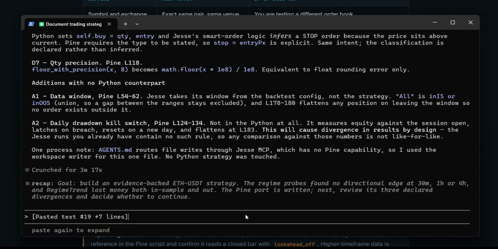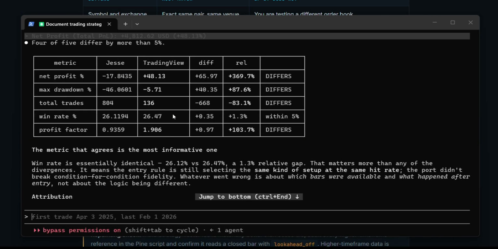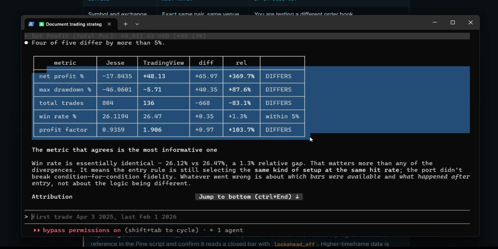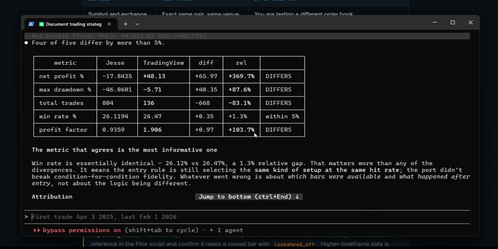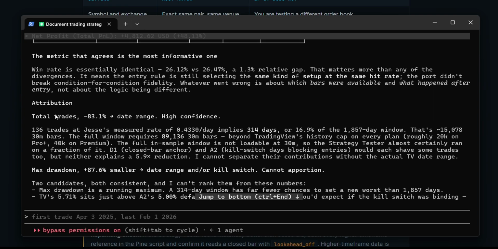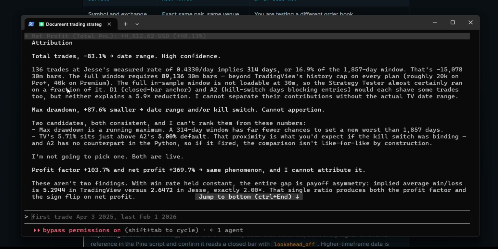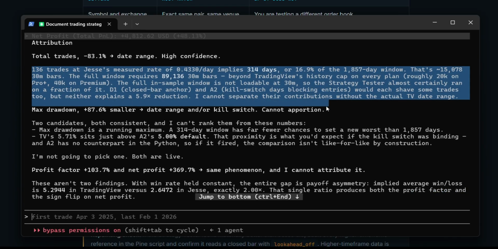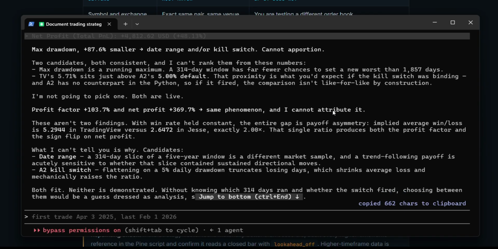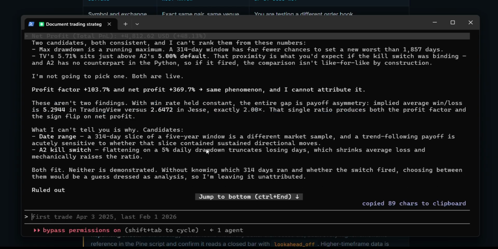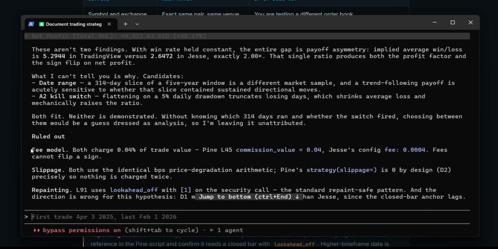If those 2 implementations agree, the logic is probably what you think it is. If they do not, one of them is wrong, and finding that out here costs you an afternoon instead of an account. If the strategy tester looks materially better than Jesse did, audit every higher timeframe reference in the PineScript and confirm it reads a closed bar with look-ahead off. Higher timeframe data is where repainting almost always comes from.